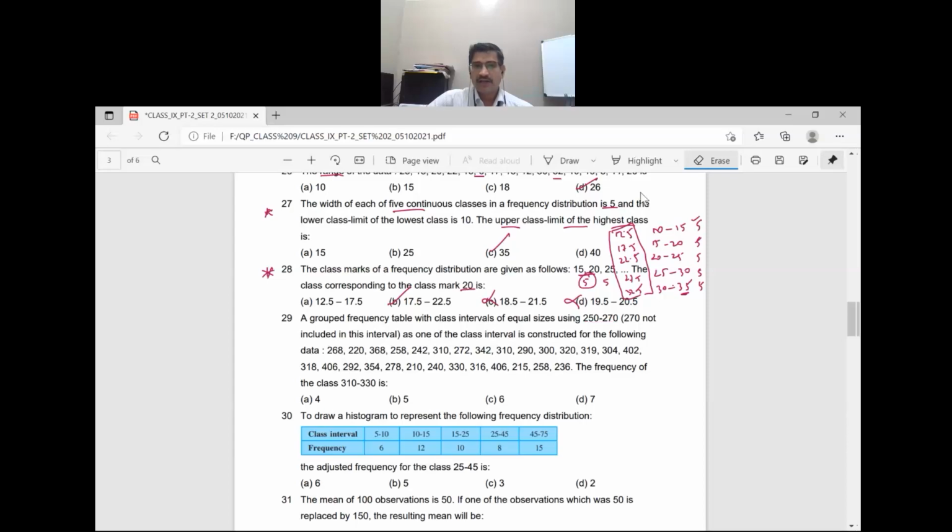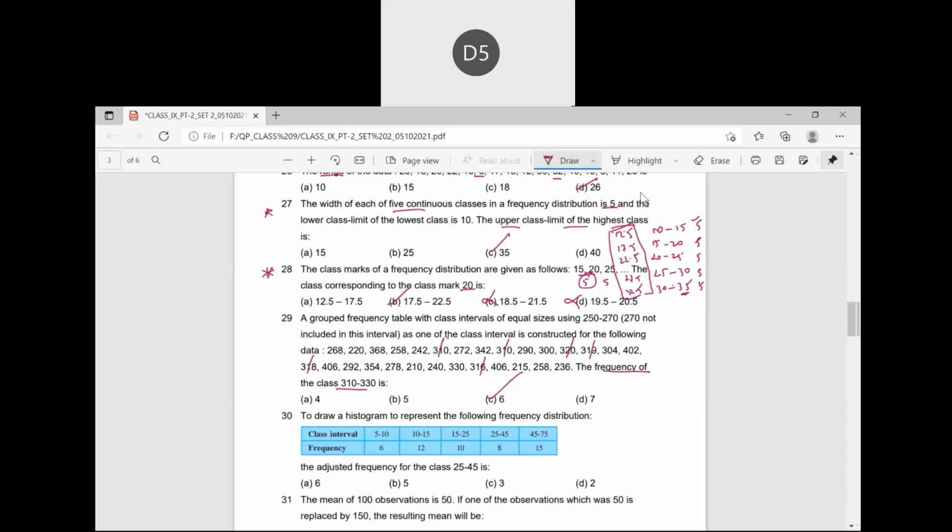Now I'll go to where they are asking the frequency of the class interval 310 to 330. 310 includes, tally mark comes. 320 includes. 319 includes. 318 includes. Next, 330 won't come. 316 includes. Anything else? Only these six? One, 2, 3, 4, 5, 6. 6 is the right answer. Understood? This is how we do it.